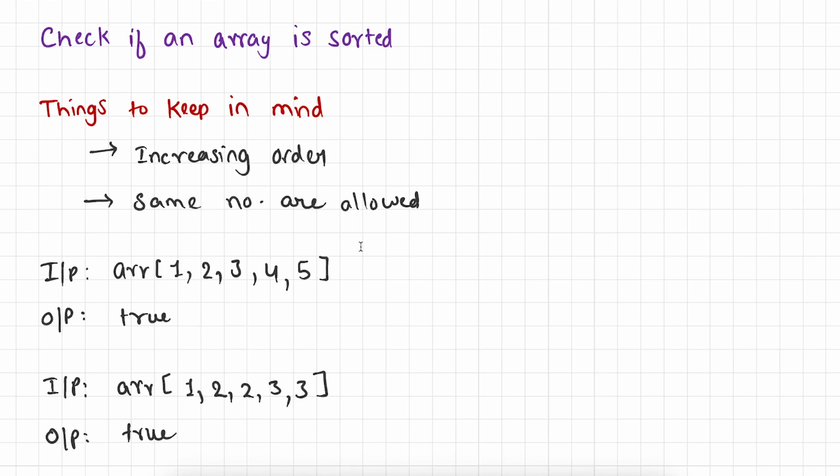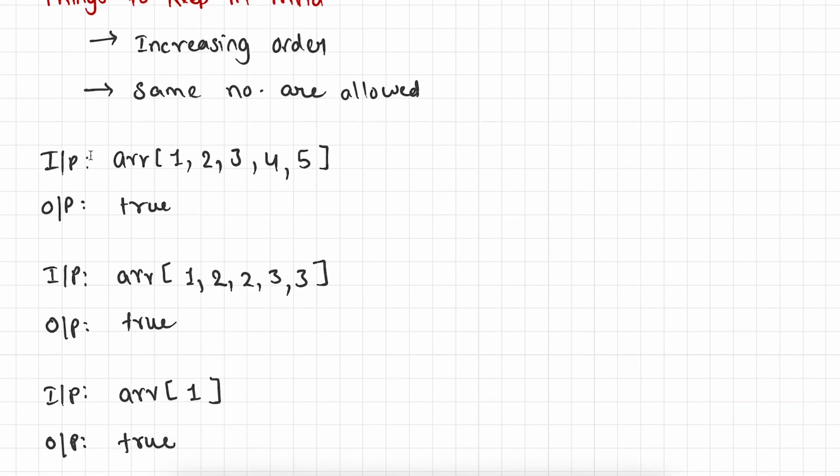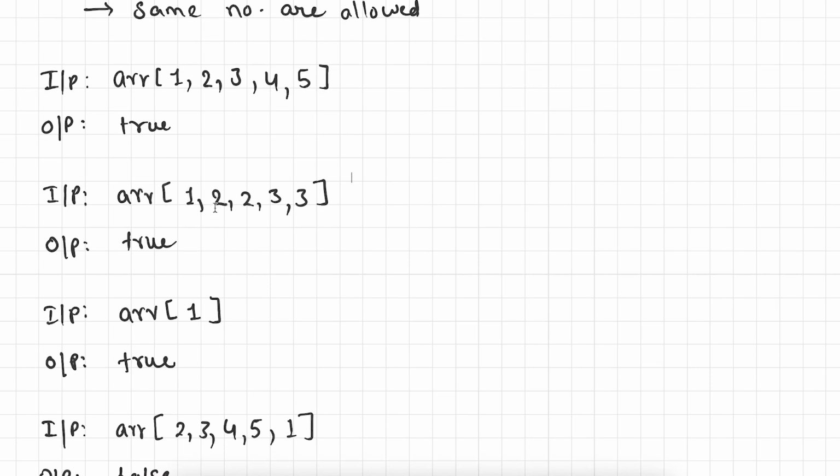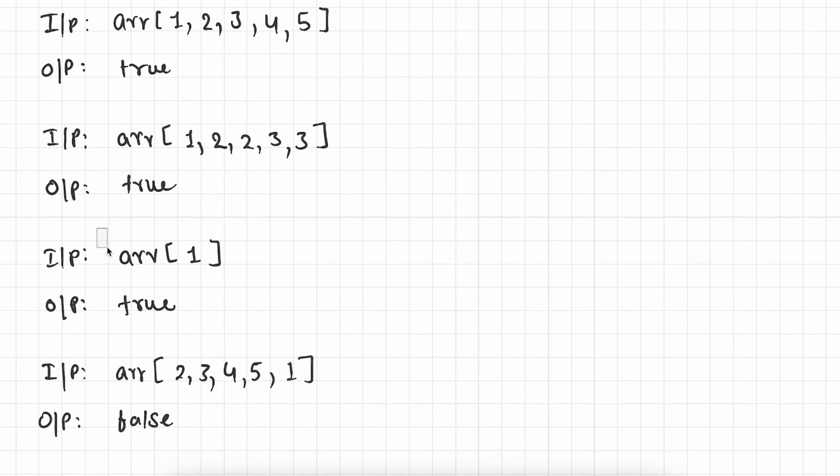Okay, to better understand this problem, let's see a few examples. So here we have an array of 5 elements, 1, 2, 3, 4, 5, and we can see that all the numbers are arranged in increasing order. So the output of this input is true. In the next example, we have an array again of 5 elements, and here you can see that two numbers are exactly the same. 2 and 2 are the same, 3 and 3 are the same, but these elements are arranged in increasing order. So that is why the output of this input is true. In case we have only one element in the array, the output is true by default.